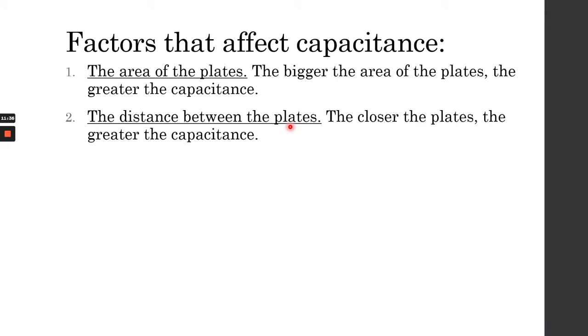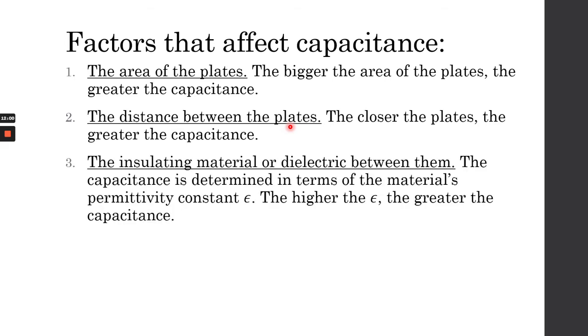Second is the distance between the two plates. If we make our plates closer to each other, the capacitance will also increase. Meaning the farther they are, the lower your capacitance. The closer the two plates or the two metals are, the higher the capacitance of your capacitor.